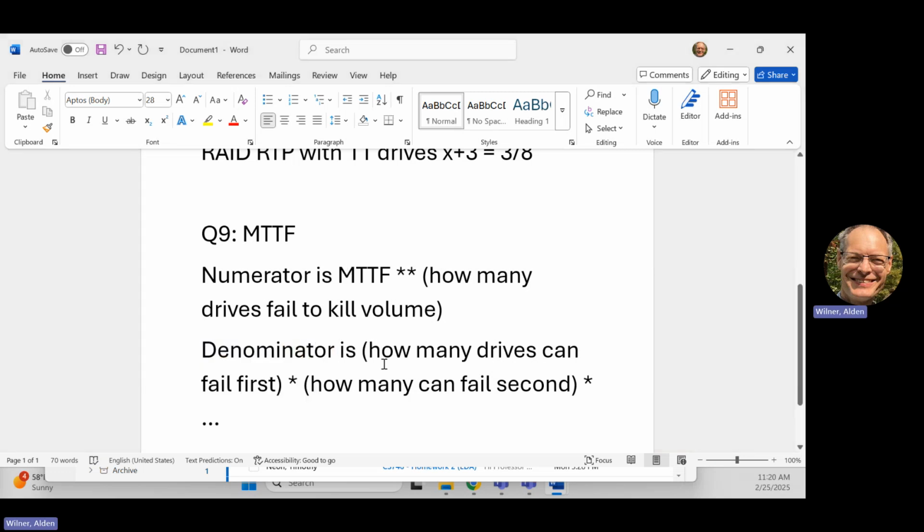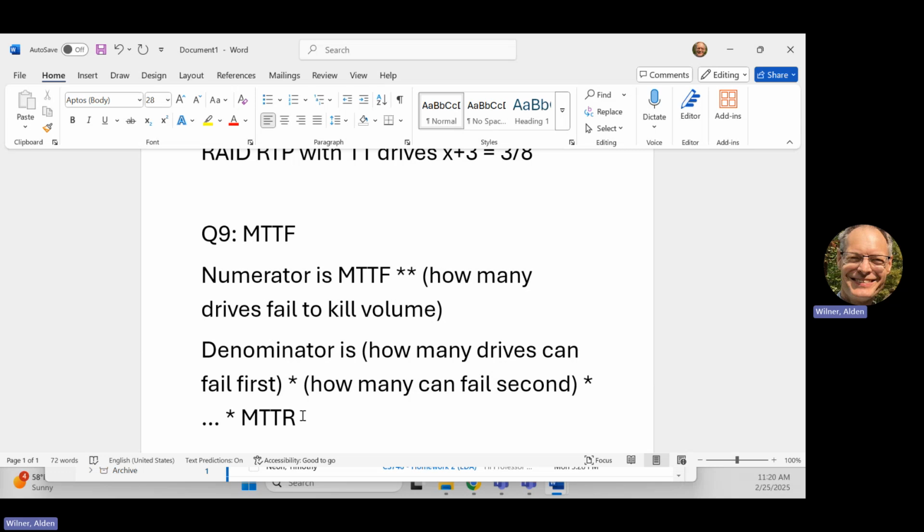And so if we have a volume that can handle 3 drive failures, then we'll have MTTF raised to the power of 3. I'm sorry, if it can handle 3 drive failures, it's got RAID triple parity, for instance, then it has to have 4 drives to fail. So in that case, the numerator is MTTF raised to the 4th power, and the denominator is however many drives you have times 1 less than times 2 less than times 3 less than. So you've got four different figures in there because the 1st drive, 2nd drive, 3rd drive, and then that 4th drive fails, and then you're dead, right? And then times MTTR.